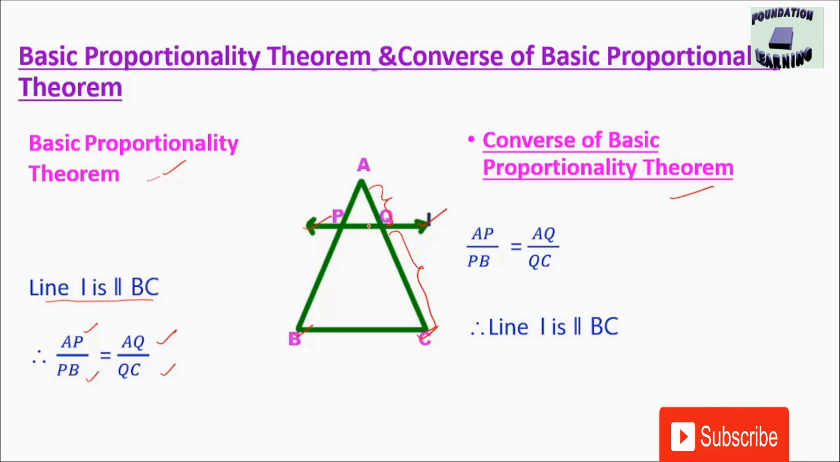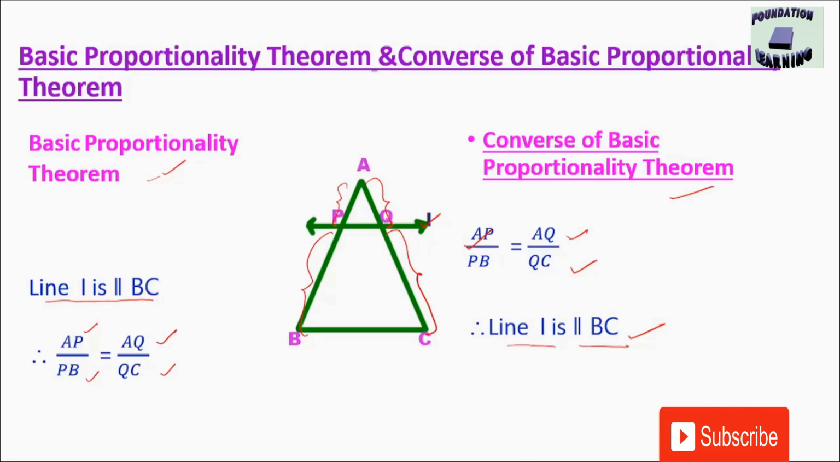Now what is the converse of the basic proportionality theorem? The given condition is that the ratio is equal. If AP upon PB is equal to AQ upon QC, if the condition is such that the ratios of two sides are equal, then the line which is causing this ratio to be formed will be parallel. That means line L is parallel to line BC.